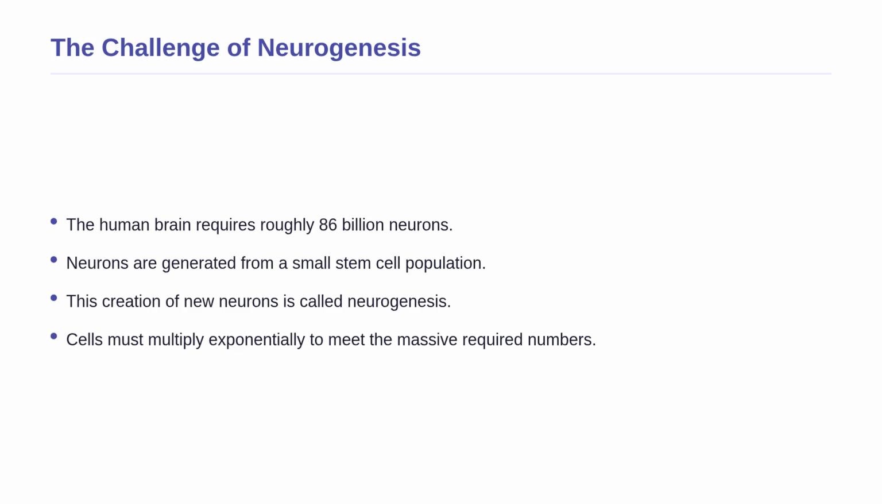Creating the physical rooms of the brain is only half the battle. We now need to fill those rooms with inhabitants. The human brain requires a staggering 86 billion neurons to function properly. All of these must be generated from a very small starting population of stem cells located inside the neural tube. This rapid creation of new neurons is known as neurogenesis. To achieve such massive numbers in a very short embryonic timeframe, these cells cannot just add up one by one. Instead, they must multiply exponentially, doubling their population over and over again.